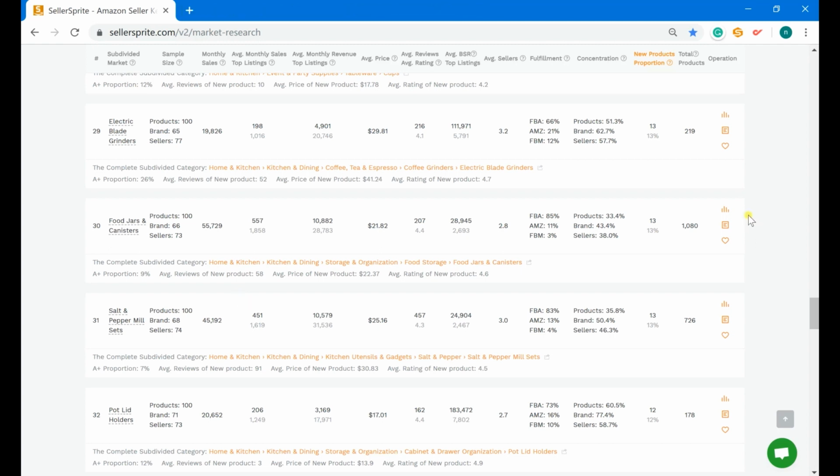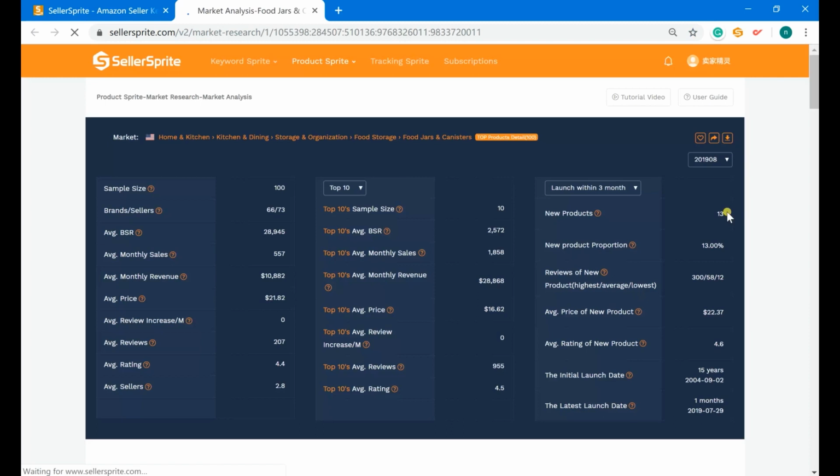Click View this market analysis to enter part 3, Market Analysis. Firstly, it's an overview of the market data, including samples, top listings, and new products. This chart can give you a general knowledge of the entire market, top products, and new products, and work as your reference for the graph analysis.